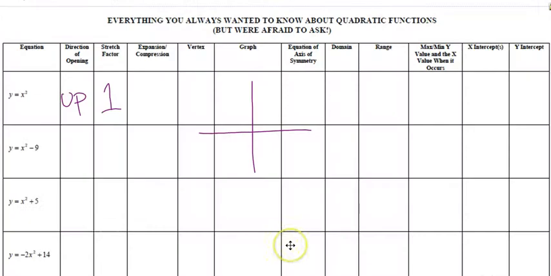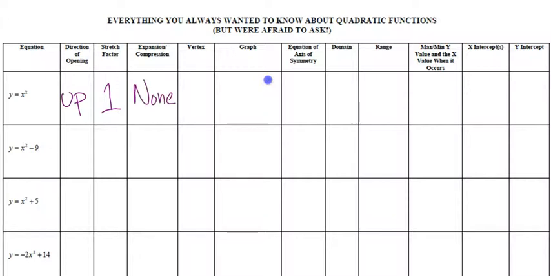Okay, so where are we going? Is it an expansion or compression? If it's not stretched, then it can't be expanded or compressed. Where is the vertex? How do I write it? It has parentheses and it's not a list of numbers, right? It's a point. What's the graph look like? Just a basic parabola, right? I'm assuming that's what they want. I don't know what else it could be.